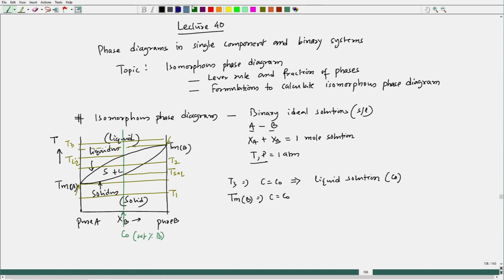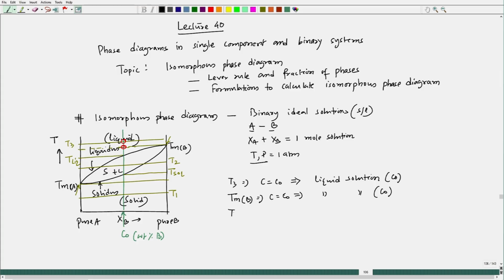So, those points, let me just put it in red color. These are the points I am considering. This is the point I am talking about. This is the point, okay, at C naught. So, that again gives us liquid solution of composition C naught.